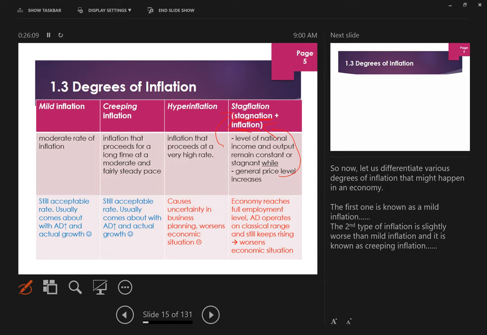So the concern about this is that as your economy reaches the full employment level, your AD is operating on the classical range, and your general price level will just keep on rising. Unless your LRAS actually increases, this will be the situation that you see for a prolonged period of time. And again, this will worsen your economic situation.